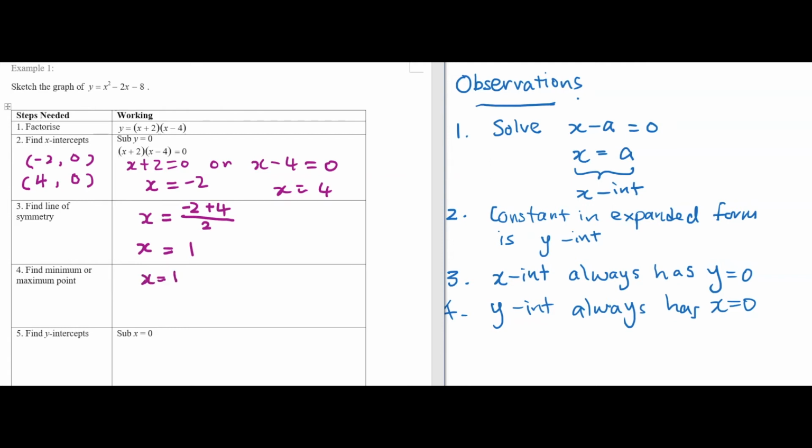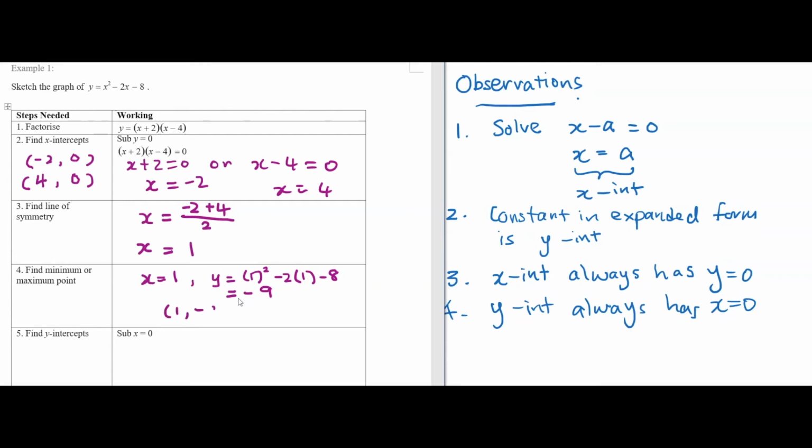To find the y-coordinate, we substitute this value of x into the original equation. You could choose to substitute into the factorized form or the original form. I personally prefer to substitute into the original form. So what I'm going to get is 1 squared minus 2 times 1 minus 8, and that's going to give you -9. So you have x equals 1, y equals -9, and the coordinates of the turning point are (1, -9).